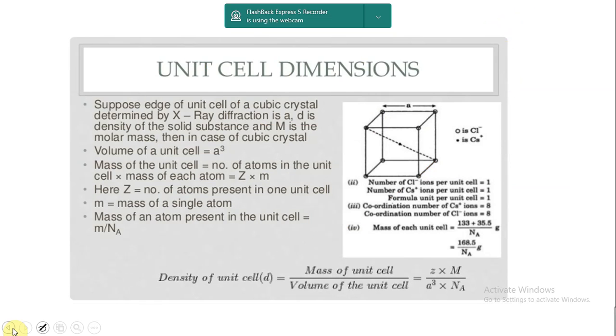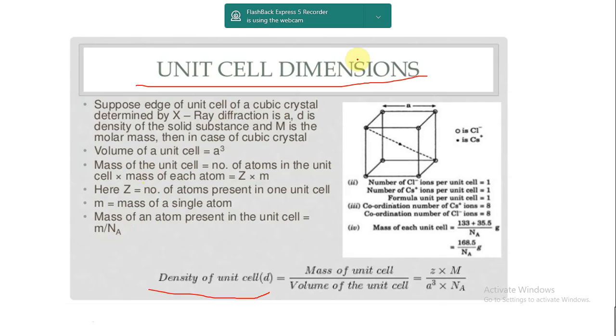Okay. And this is the last topic of today: unit cell dimensions. This is again a simple formula to calculate the density of the unit cell. What is the density of my unit cell? Density is mass per unit volume. So we need the volume of the unit cell and how much mass it is carrying. This will give me the density of the unit cell.